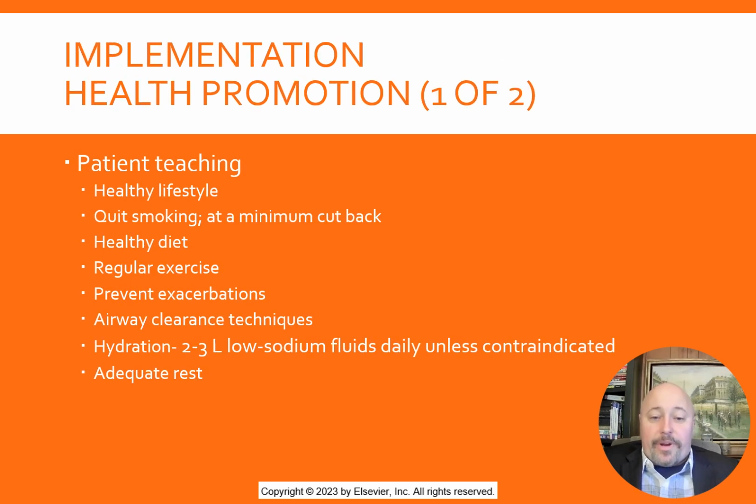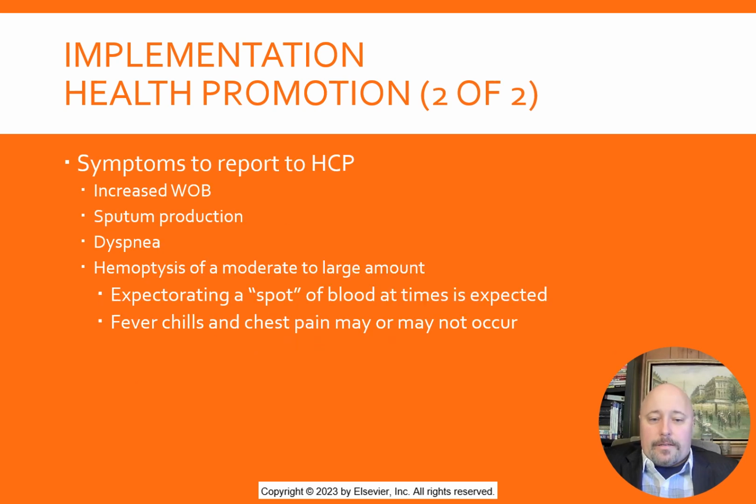For our patient teaching, we've got a healthy lifestyle. Quit smoking, at a minimum cut back. Also include things like a healthy diet, regular exercise, helping to prevent exacerbations and identify triggers, airway clearance techniques, and proper hydration to help thin out those secretions. Other symptoms to report include sputum production, dyspnea, hemoptysis of a moderate to large amount, and also monitor those expectorants for a spot of blood at times is expected, as well as monitoring for fever, chills, and chest pain that may or may not occur.